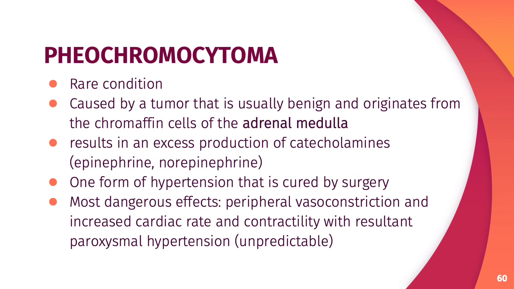The most dangerous effect is peripheral vasoconstriction and increased cardiac rate and contractility, resulting in paroxysmal hypertension, meaning it is unpredictable. Now, your pheochromocytoma tends to have a sudden release of hormones which causes a sudden onset of symptoms, which may last for a few seconds or up to several hours. Attacks are often precipitated by physical, emotional, or environmental stimuli. So this is unpredictable.